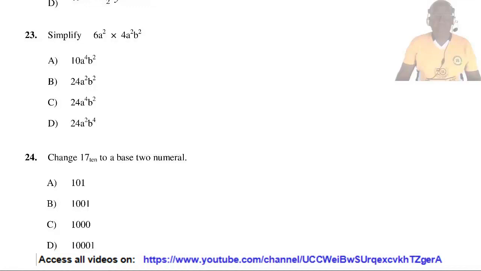Question 23. Simplify 6a squared times 4a squared b squared. We shall first multiply the figures. 6 times 4 is 24. a squared times a squared is a raised to the power 4. That is, we added up the indices 2 and then 2. Then b squared. So the answer is C.